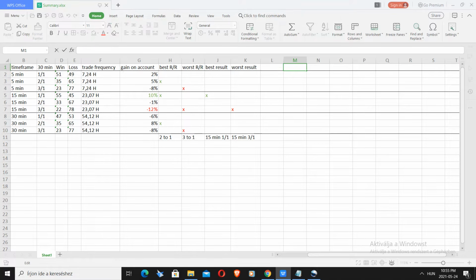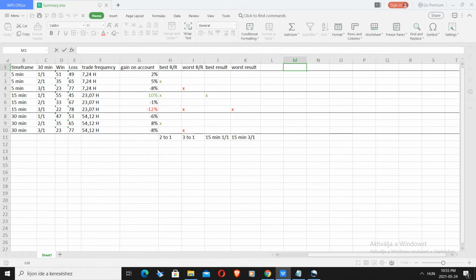So what can we learn from this Excel sheet? I put out 4 different columns with the best risk to reward, the worst risk to reward, the best results and the worst results. If you check out the best risk to reward ratios, you can see that 2 out of the 3 is the 2-to-1 risk to reward. So I would suggest sticking to the 2-to-1 risk to reward ratio, as we originally started with. The worst risk to reward ratios were a 3-to-1 in all of the 3 cases. So I would suggest not going with the 3-to-1 risk to reward ratio.